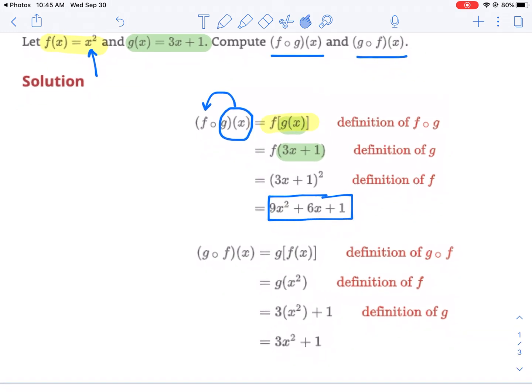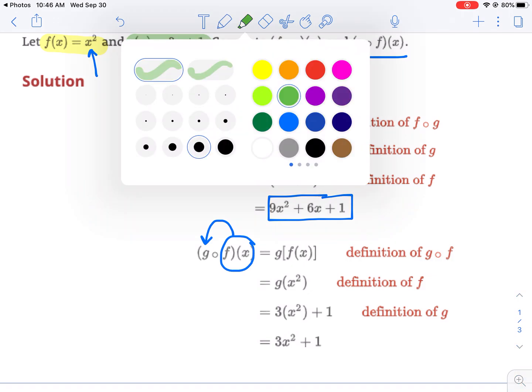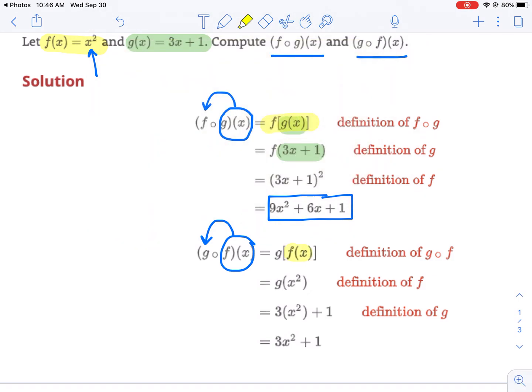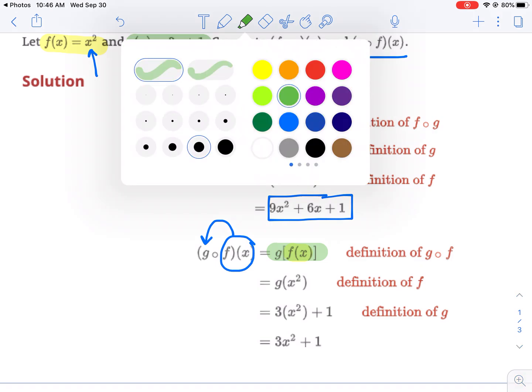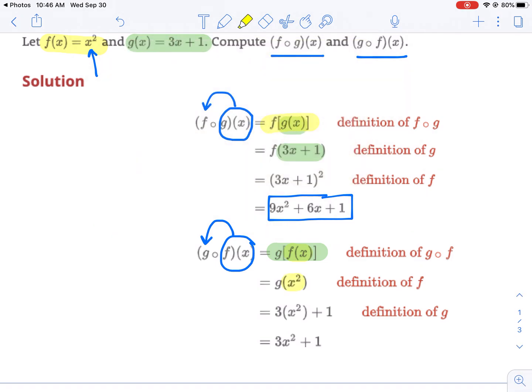Now let's look at the other one. What if this time I took the f function and plugged it into the g function? So here's my f function. It's going to go into my g function. F is just x squared, plugging it in to my g function. So that means wherever I see an x in my green, I'm going to put x squared. That's exactly what I just did. Then I just need to simplify, and this is what I get.